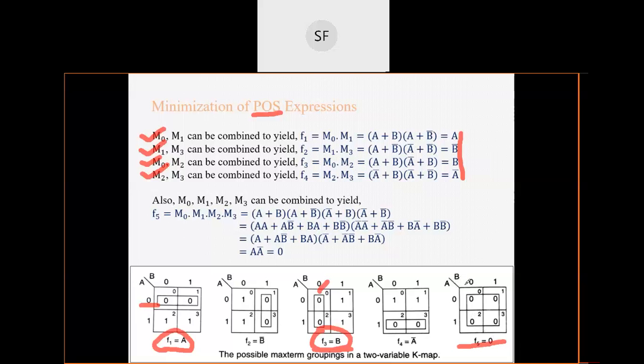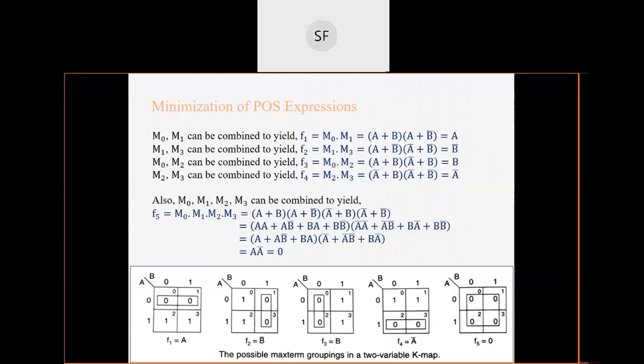Okay, so the same slide, a similar slide, we have also discussed in the SOP expression also, same. So always remember, in a two variable K map these are the possible groupings, meaning you will have to make one or another grouping out of these five.